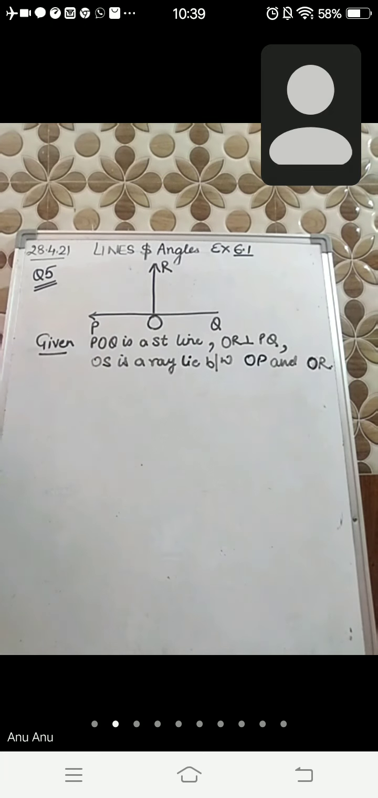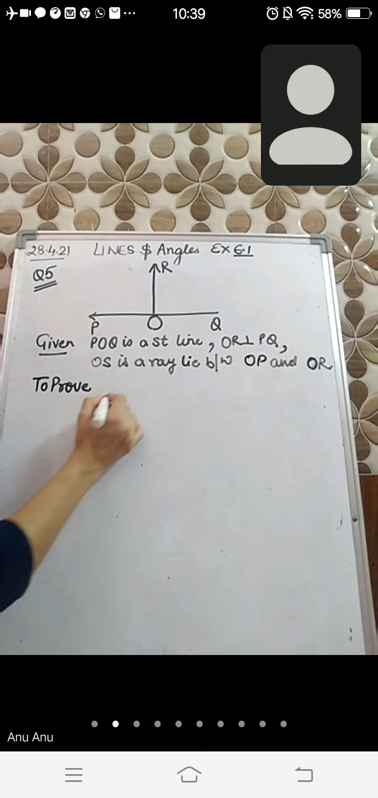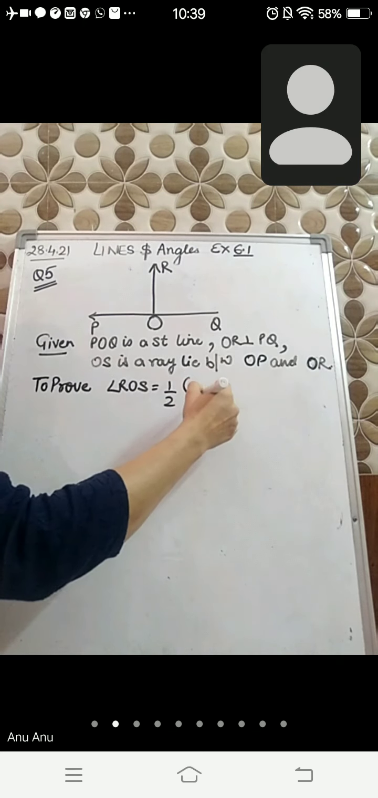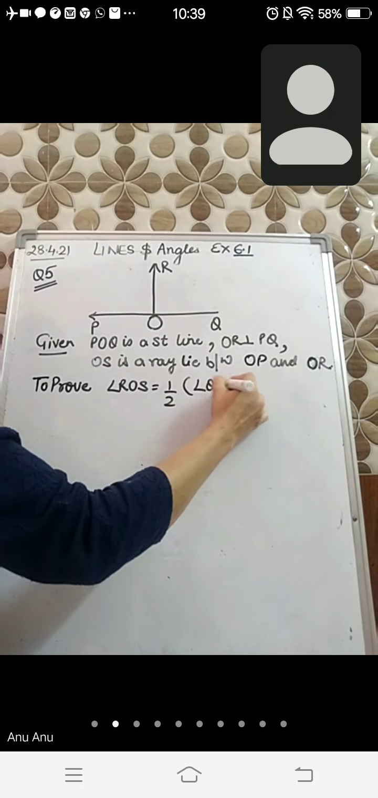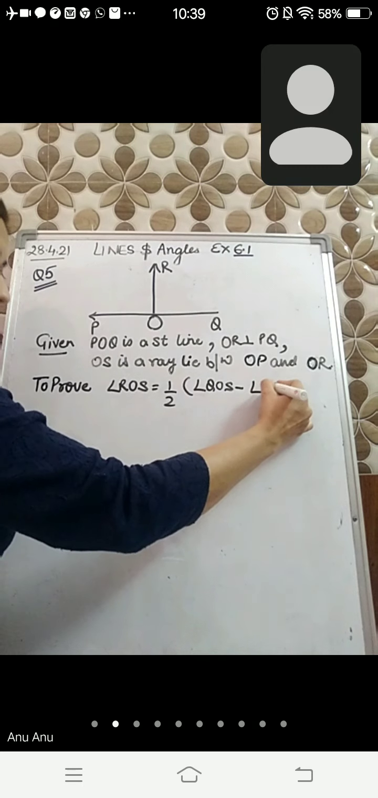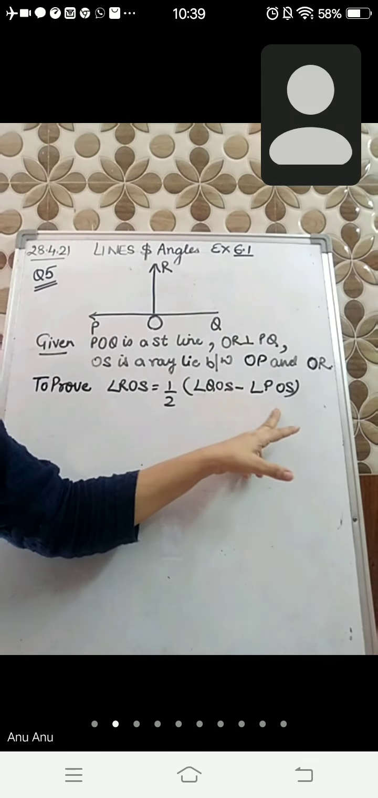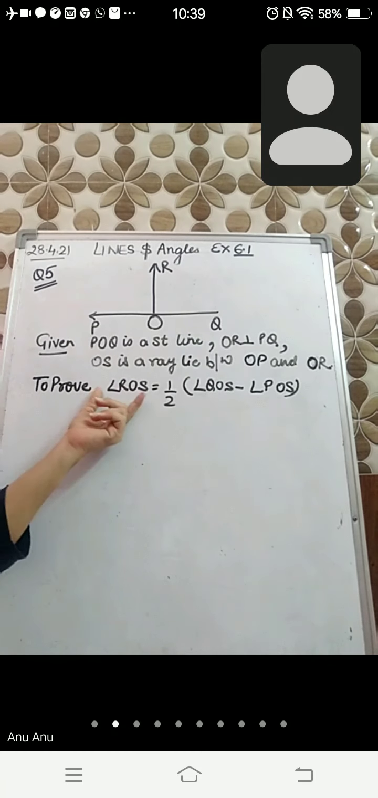Now, what we have to prove is that ROS is half of the difference of the two angles QOS minus POS. That is, if you take the difference of these two angles and divide it by 2, you will get ROS.